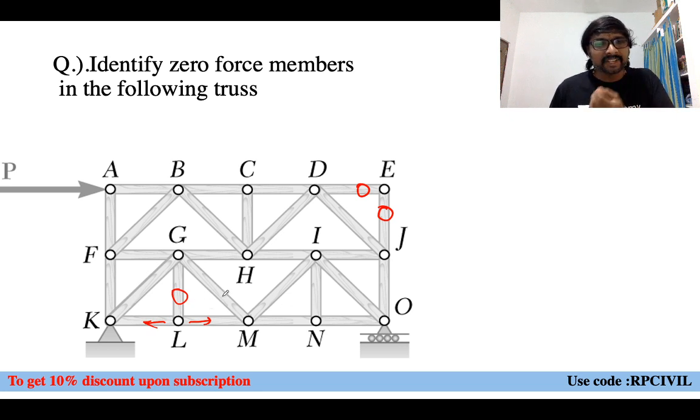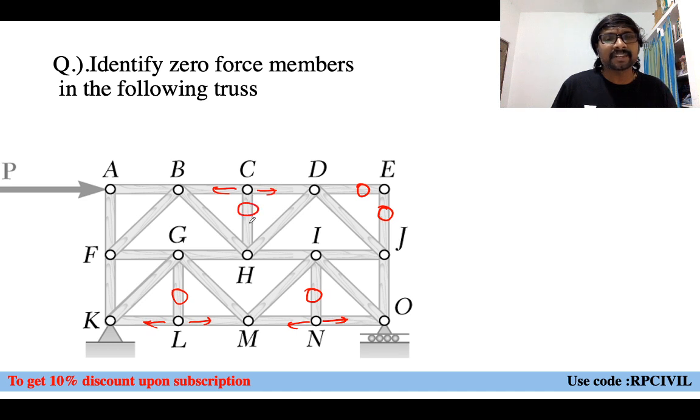Here also what will happen? Same thing will be applied. Force in the member IN will be 0 or not. Three members are meeting, among them NM and NO are collinear. NI is non-collinear. Force in the member NI equals 0. Like that. And at this C also, CB and CD are collinear. Force in the third member CH is 0.